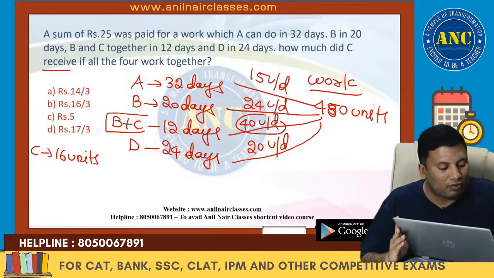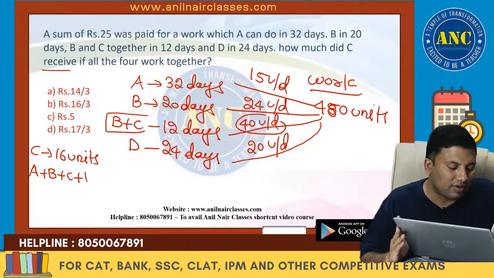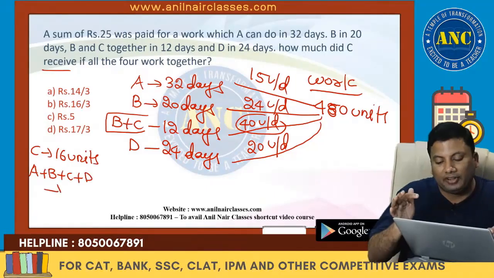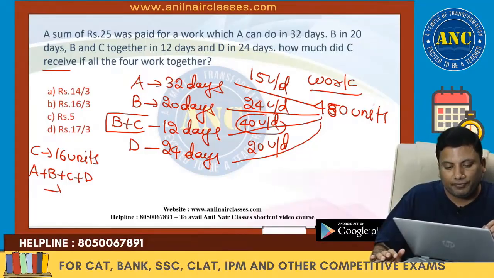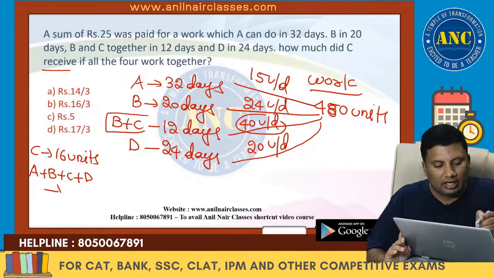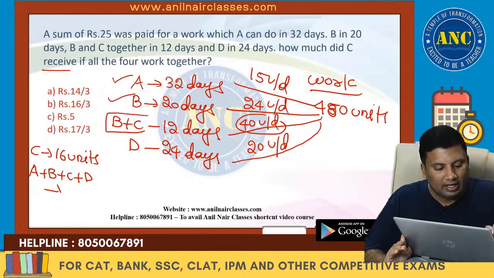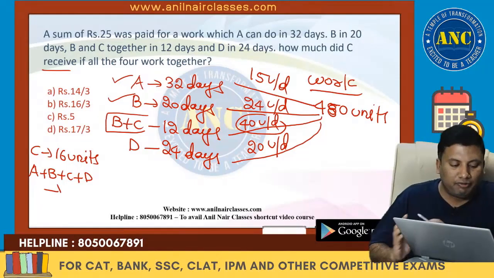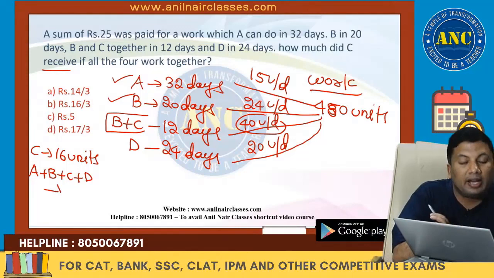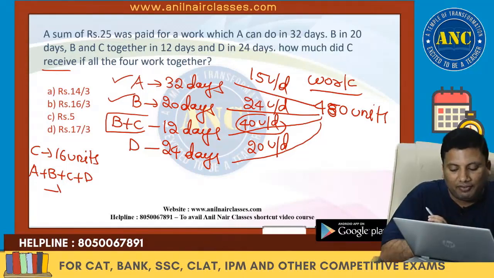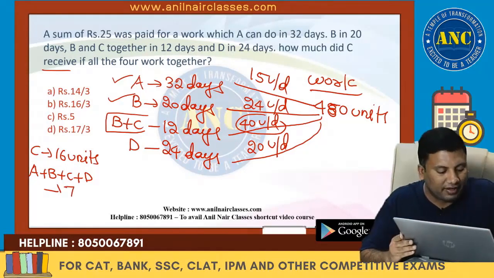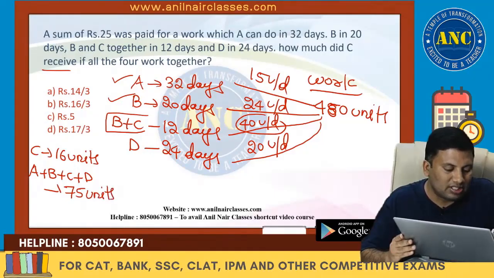If all the 4 work together, how many units of work can be done in one day? 15 plus 24, 39. All the 4 work together, A, B, C and D. A is 15, B is 24, 39. 39 plus C is 16, 55 plus 20, 75.